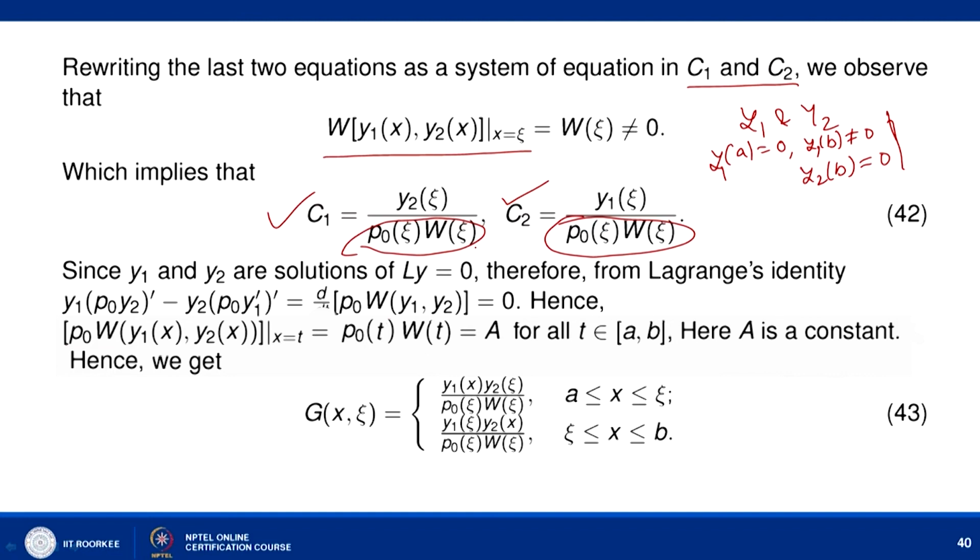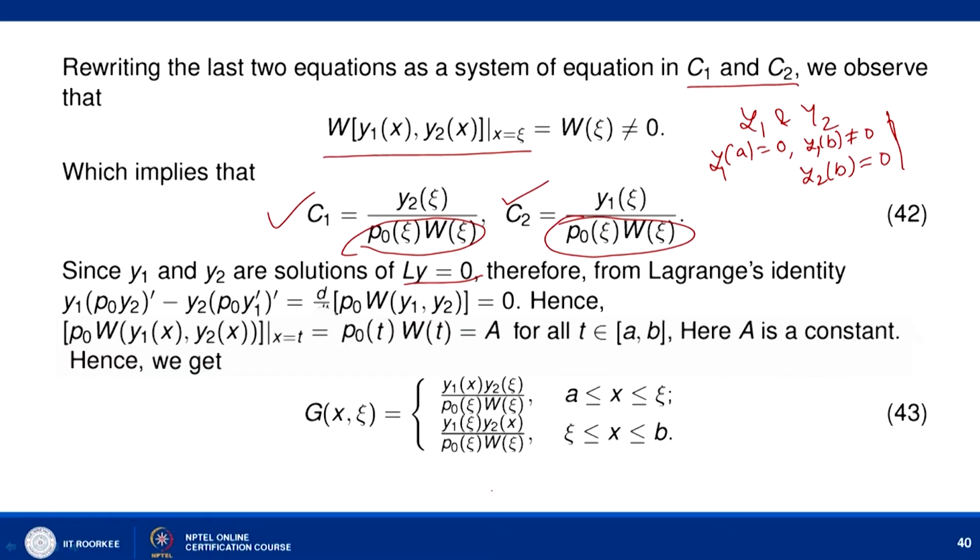For that we utilize Lagrange's identity, noting that y1 and y2 are solutions of Ly equal to 0. From Lagrange's identity, y1 p naught y2 dash minus y2 p naught y1 dash, whole dash, equals d by dt of p naught W y1 y2. Since y1 and y2 are solutions, this is 0. So p naught W y1 y2 is a constant value; at any point x equal to t, which I denote as W t, it is a constant.